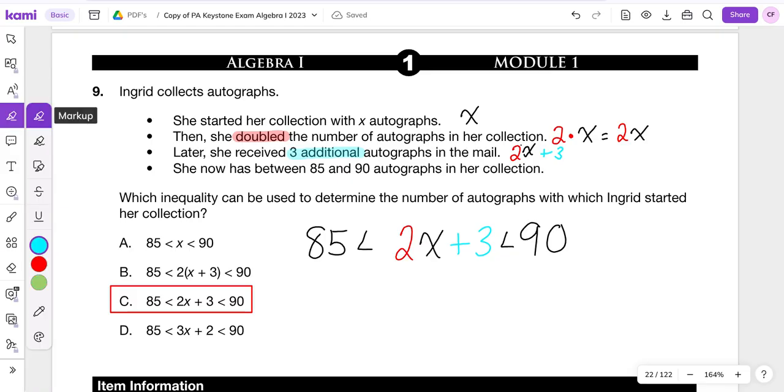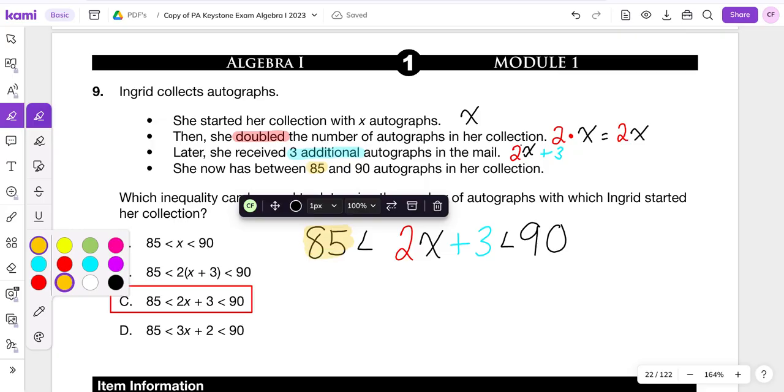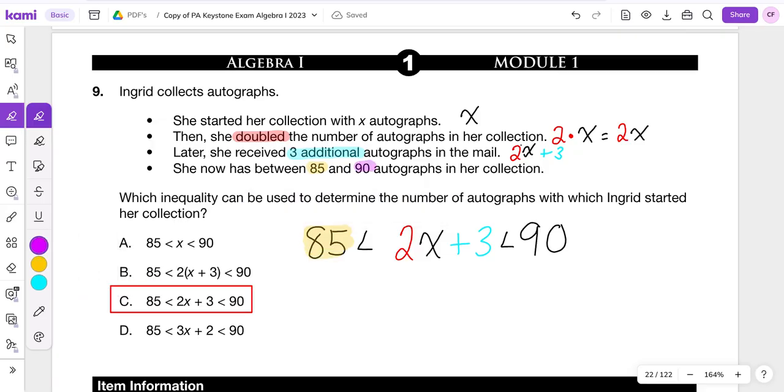And that information, once again, came from here. It was between the 85 and the 90.